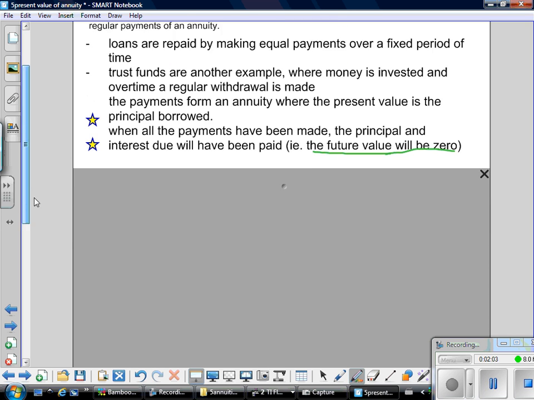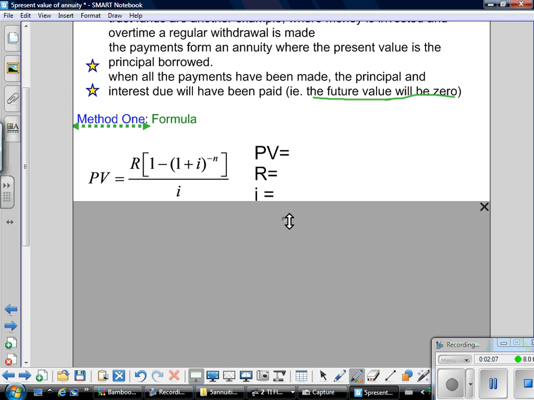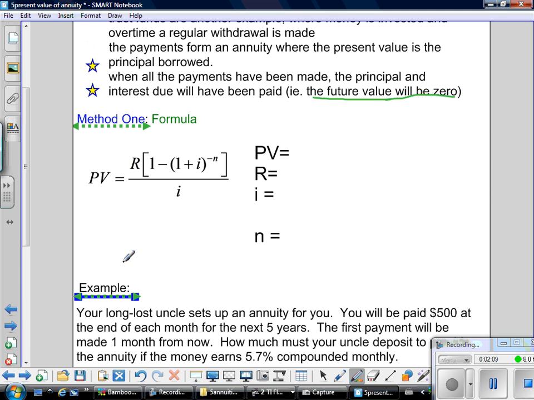So there's two different ways to do it. One is with the present value annuity formula, which is a monster, and which is very similar to the other annuity formula. The only real difference is in this bracket here. You can see we have to the power of negative n, and the brackets at the end in the square bracket compared to the beginning.